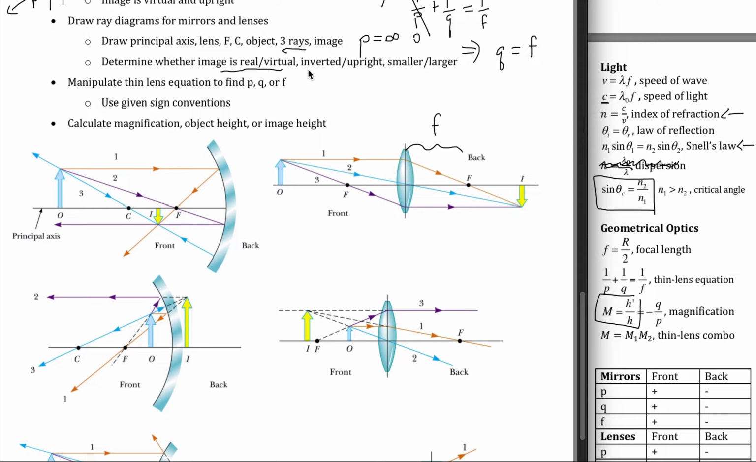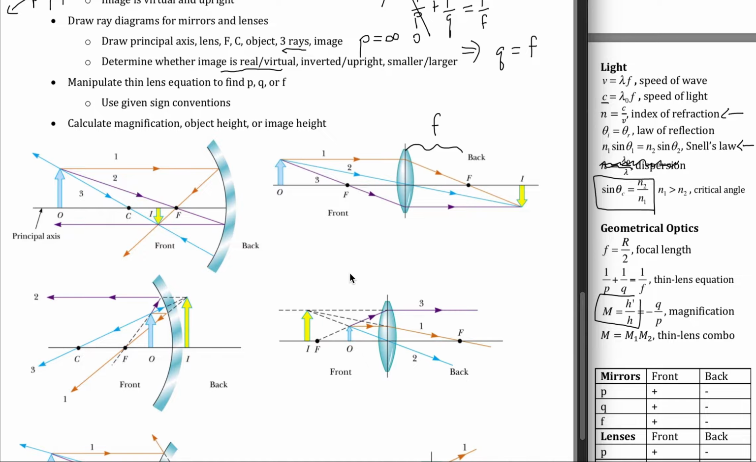And then you have to be able to tell if it's inverted or upright. You can see upside down is inverted, upright is the same orientation as the original object. And then you can tell if it's smaller or larger. You can see here that the image is smaller than the object, but in some other cases like here, the image is going to be bigger than the object.